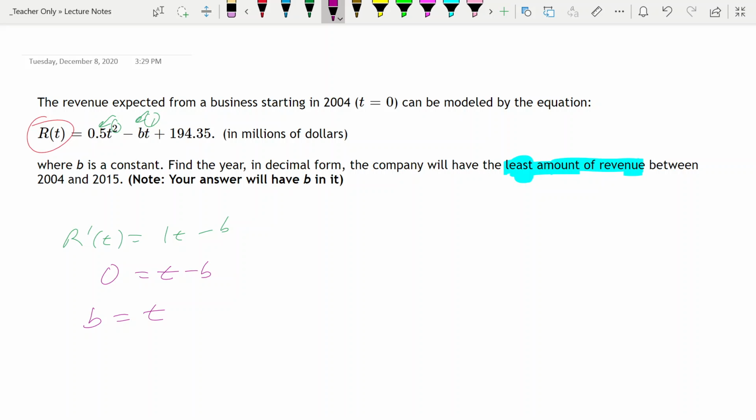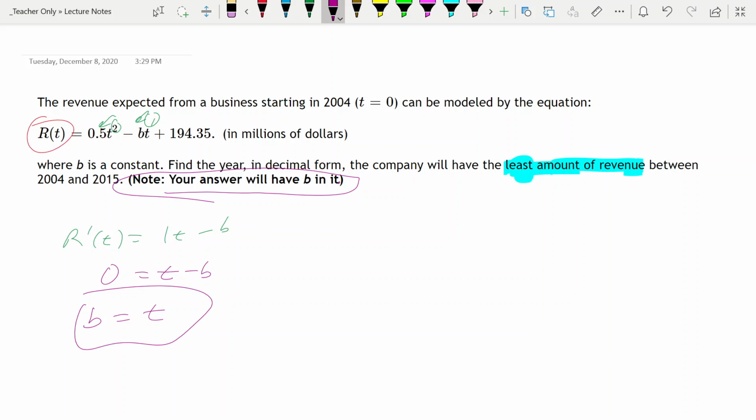So now we solve for t, and we get t is equal to b. So whatever b is, that is the time that it is at the least. And notice it even tells you your answer will have a b in it. Anyway, so that's your answer.